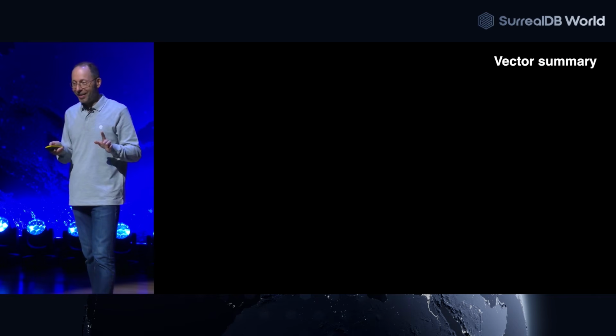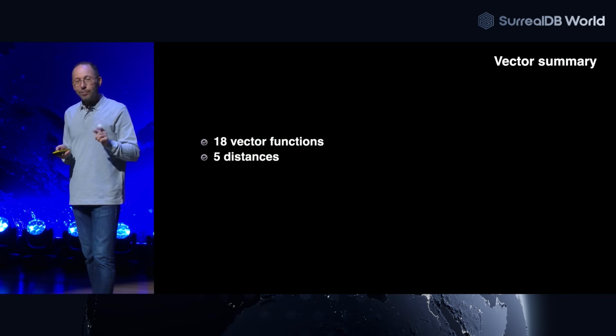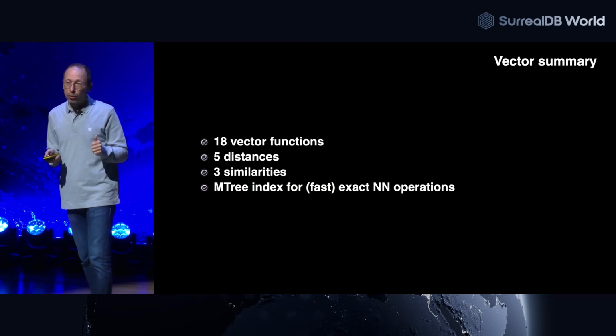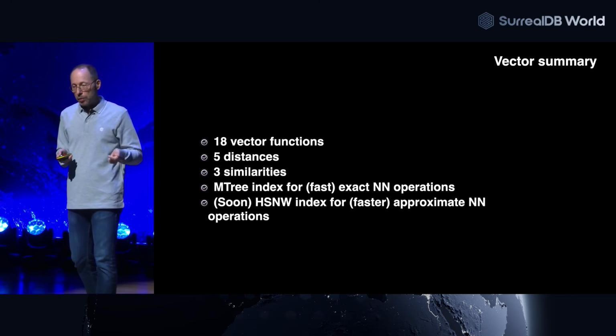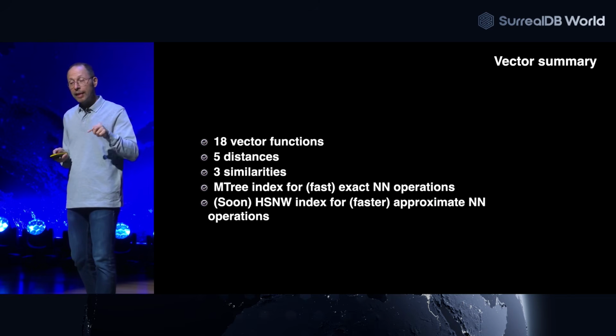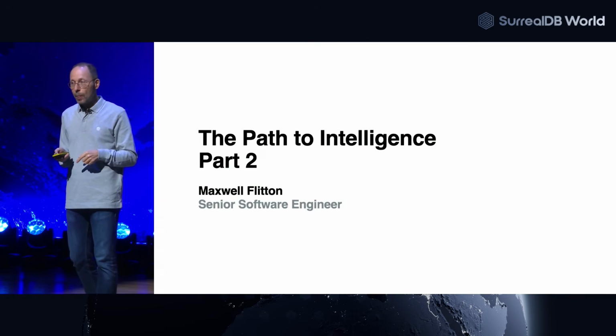You're still with me? Vector summary: 18 vector functions in total, and more if you ask us to put more. 5 distances, 3 similarities, M-tree index that is already fast and available in V1, HNSW available in a few weeks in an upcoming version. And that's it.